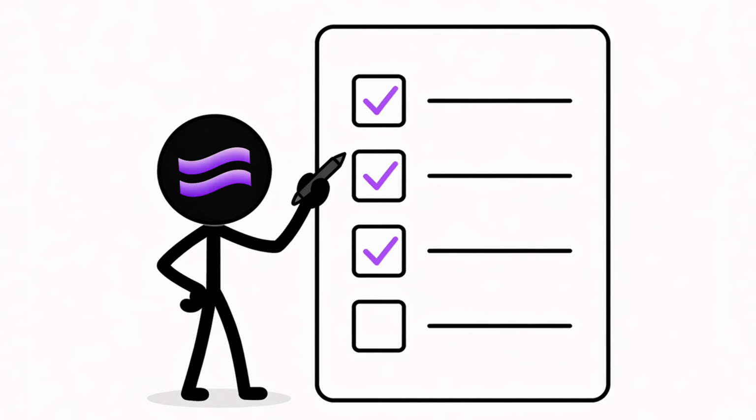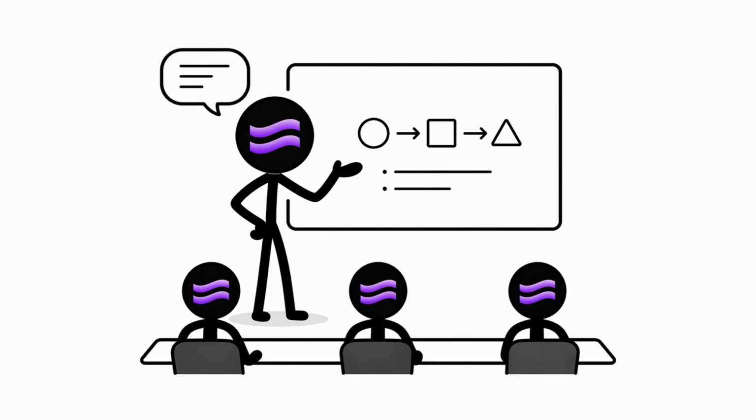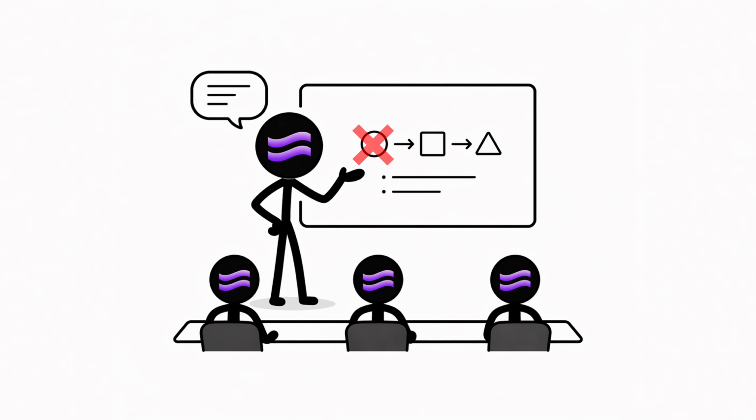When I say simple, I don't mean effortless. I mean low startup cost, few moving parts, easy to understand, and easy to repeat. A good beginner model should work without scale, not depend on luck or viral moments.